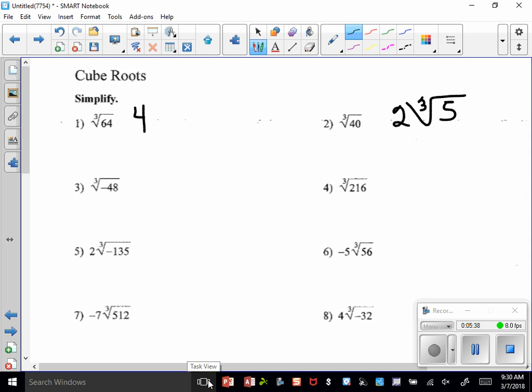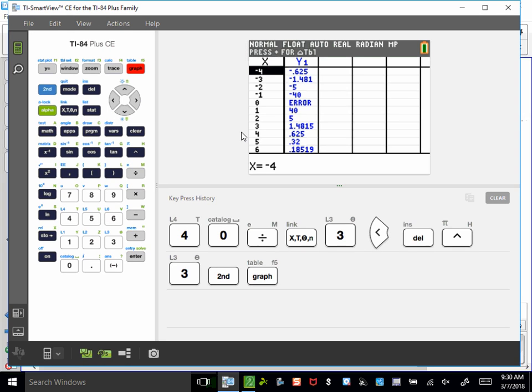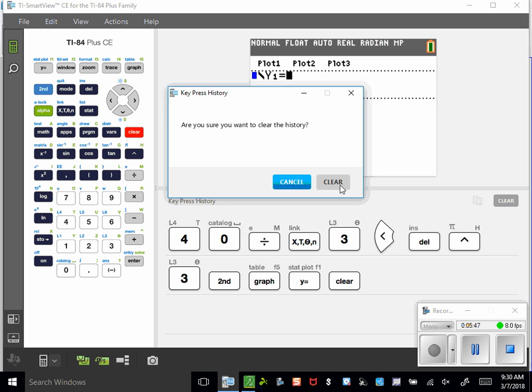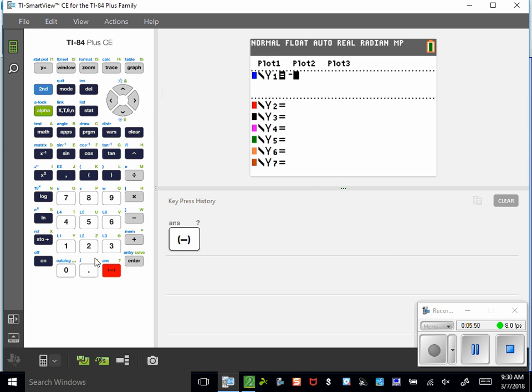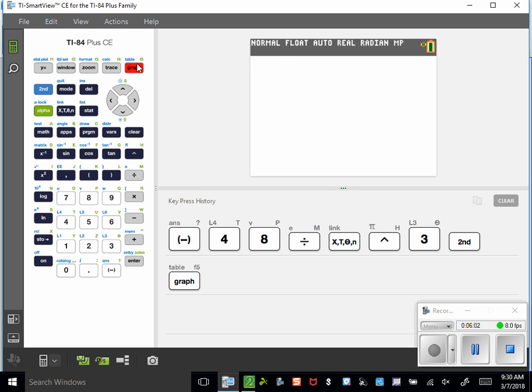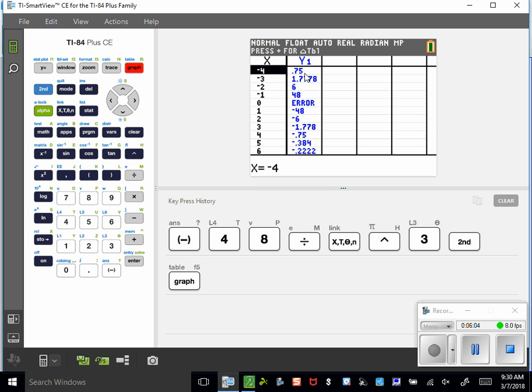So we're going to go to our calculators and put in negative 48, divided by x to the third. Okay, second graph. And where is the last integer, I would say? Is it 2 and negative 6?